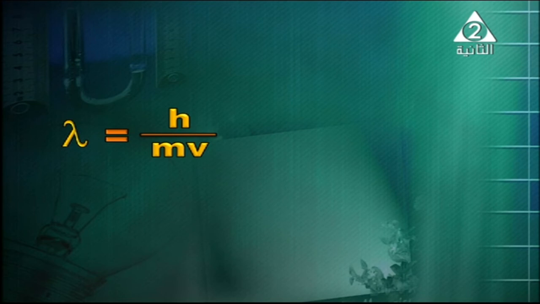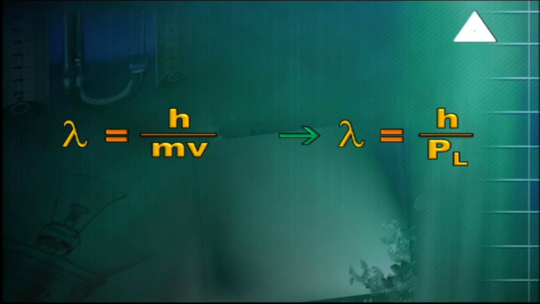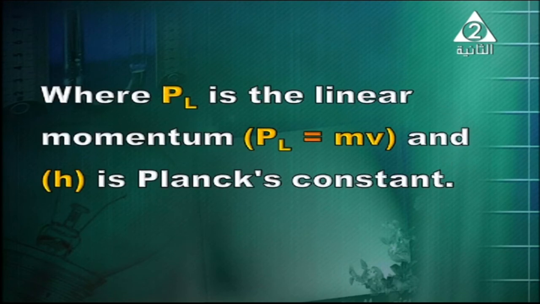mv is the momentum of the moving particle. So lambda equals h over pl, where pl is the linear momentum of the moving particle, which is the product of mass and velocity. h, of course, is Planck's constant.